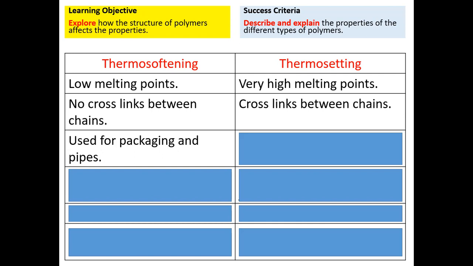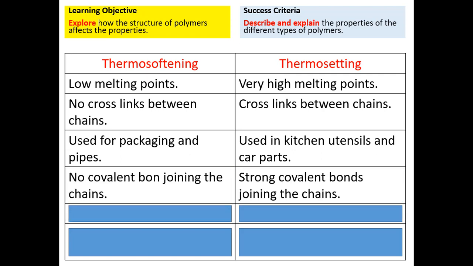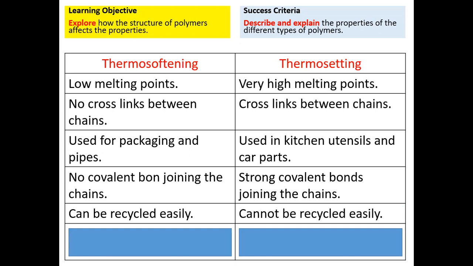Thermosoftening used in packaging and pipes. Thermosetting using kitchen utensils and car parts. You can also put electrical appliances or anything else that you can think of that would need to withstand high temperatures. Thermosoftening has no covalent bonds joining the chains, whereas thermosetting has strong covalent bonds joining the chains. Thermosoftening can be recycled easily because they melt and you can melt them down, mix them together and turn them into something else by letting them harden. Thermosetting cannot be recycled easily because they don't melt very easily.